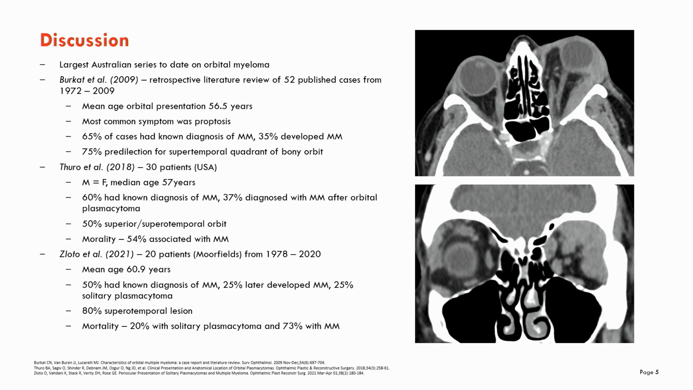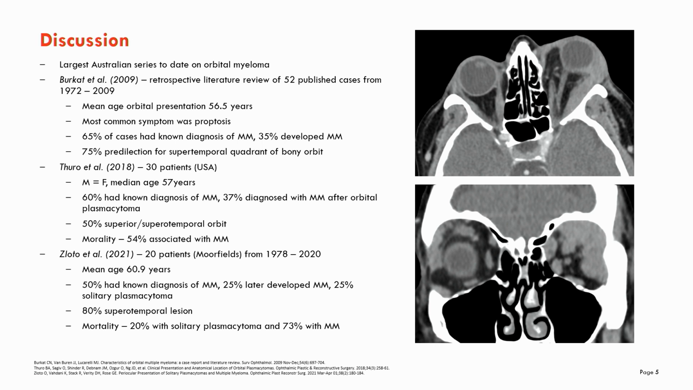orbital presentation. Again, there was a 75% or most common predilection for the superiotemporal quadrant of the bony orbit. In 2018, there was a series of 30 patients across multiple USA sites with no gender predilection and mean age of presentation of 57 years. 60% of these patients had a known diagnosis of multiple myeloma. 37% were then diagnosed with multiple myeloma after their orbital presentation, again with that superior or superiotemporal orbit predilection, and there was a 54% mortality associated with multiple myeloma.